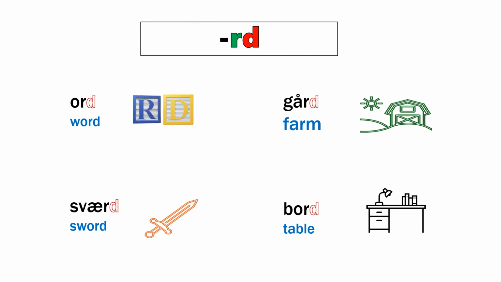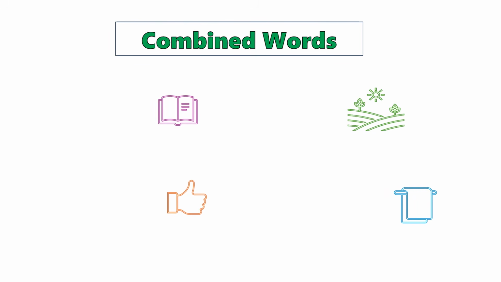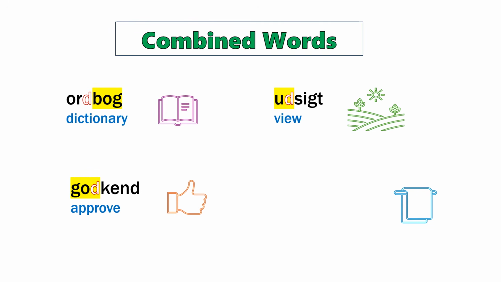Another situation where the D sound is silent is when it is part of a compound word like Ordbog. Ordbog. Udsigt. Godkend. Håndklæde.